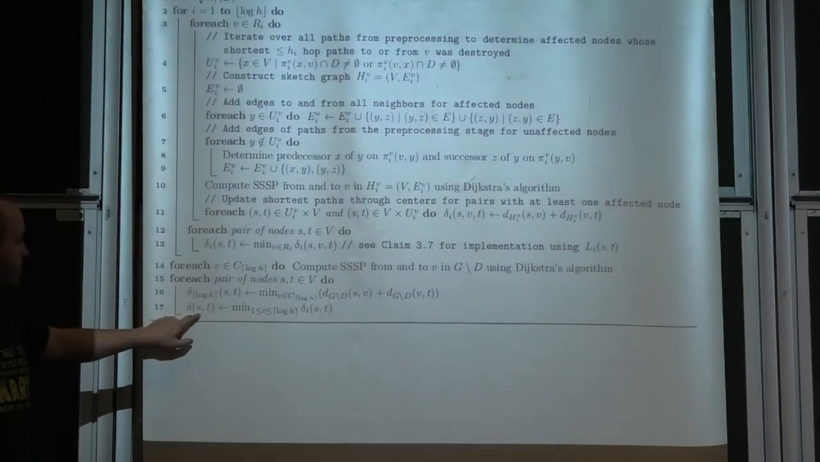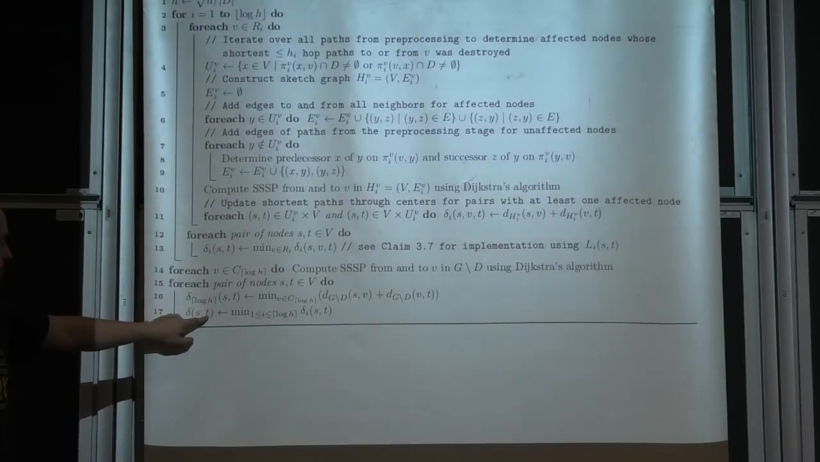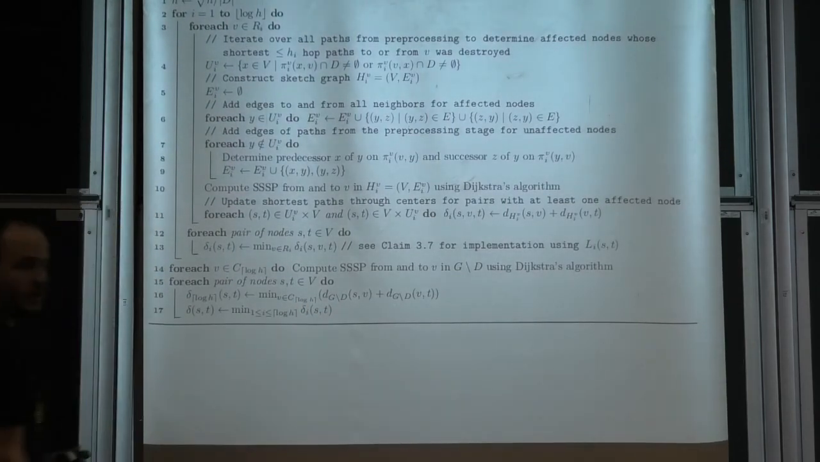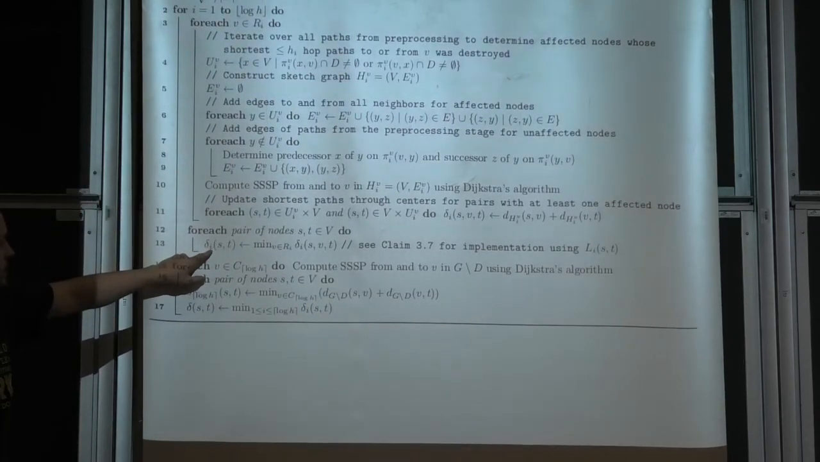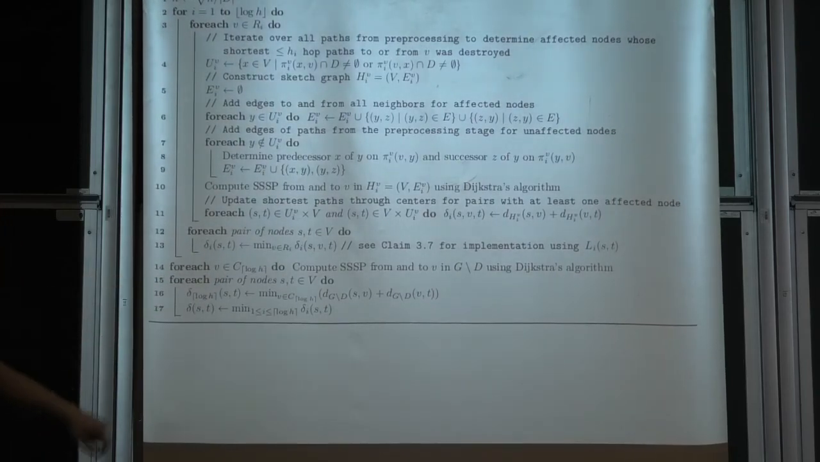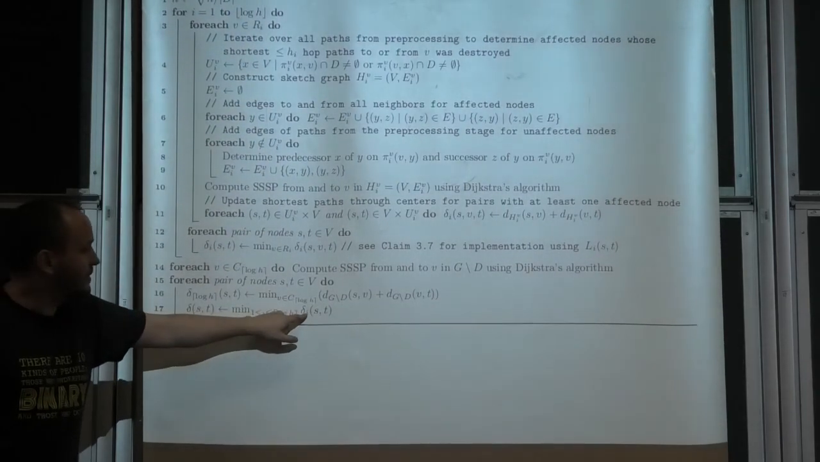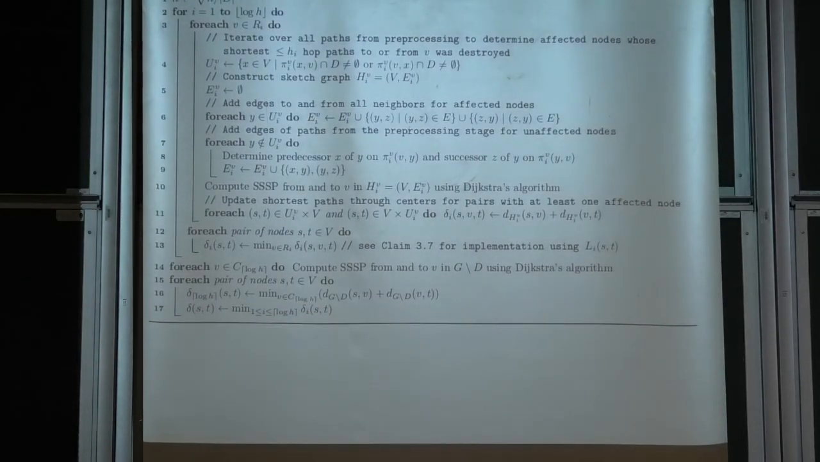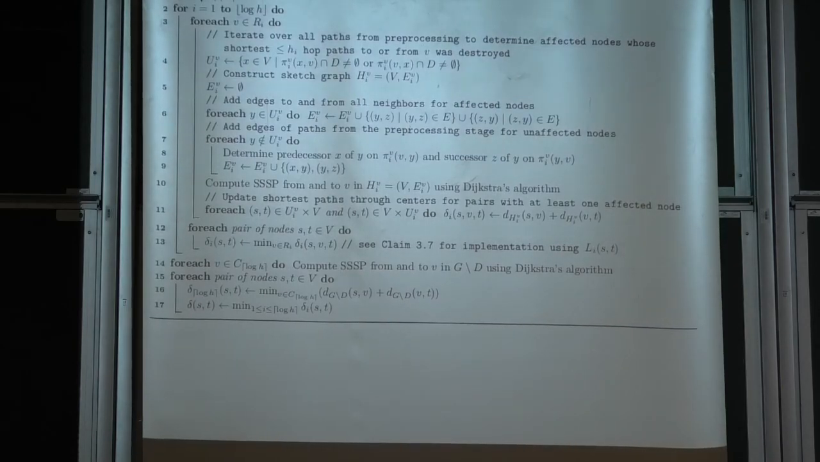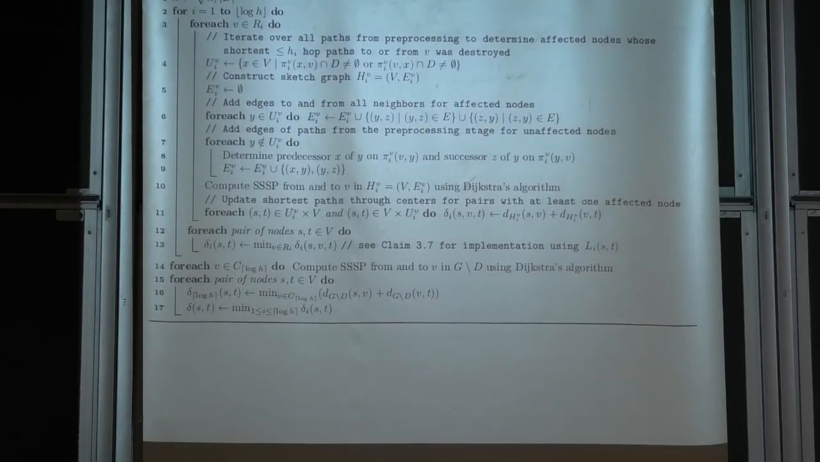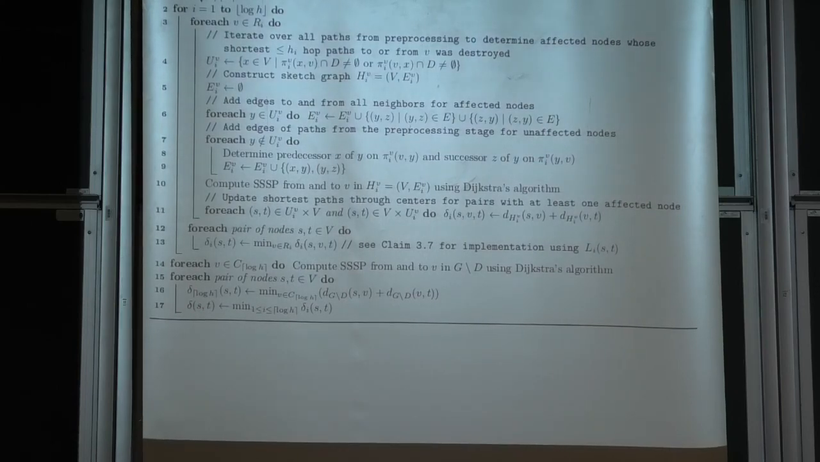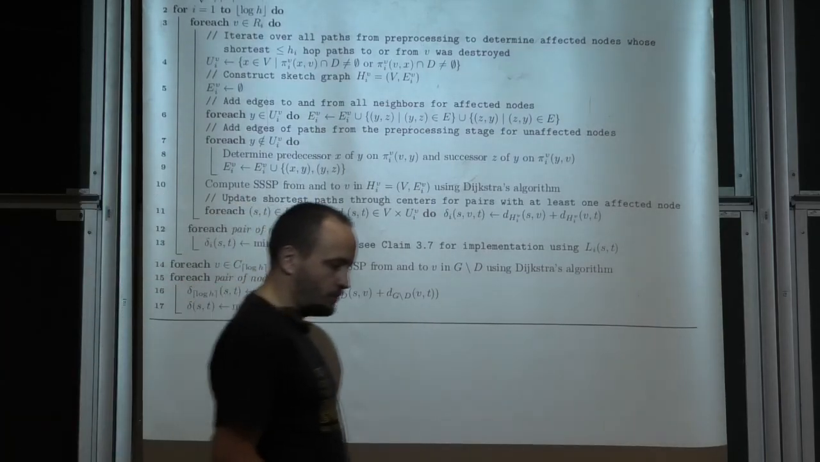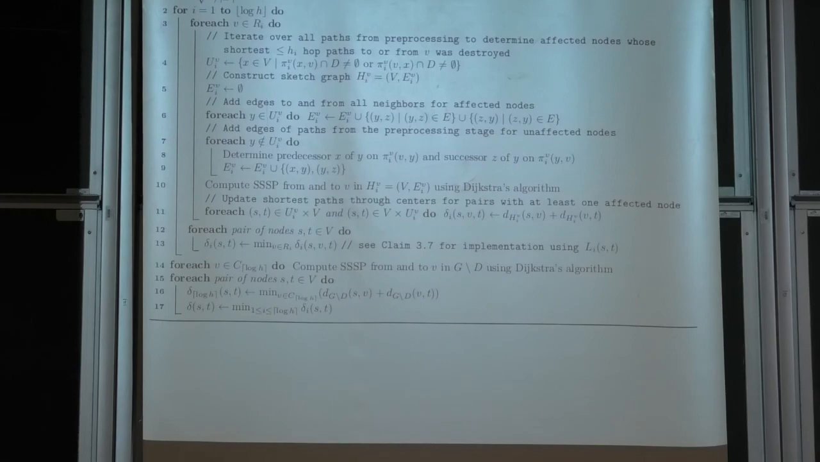Okay, and in the final step, we want to find the new shortest path from S to T. We have all these levels of our hierarchy, and at each level we found a shortest path from S to T at that level. We take the minimum over all levels of the distance we found at that level, and that will be the new distance. We want to show that that is actually the new shortest path distance from S to T in this graph G minus D. But we haven't shown correctness yet. So far we just described the pseudocode.